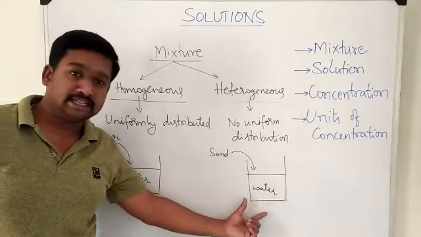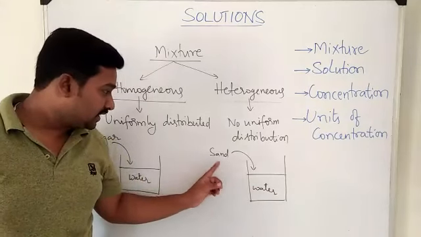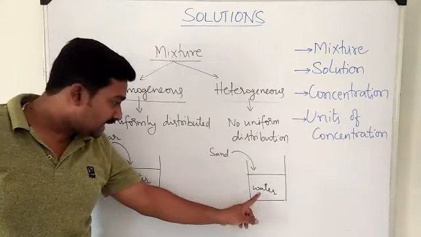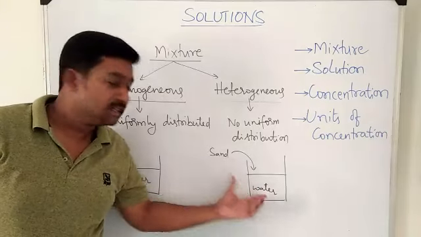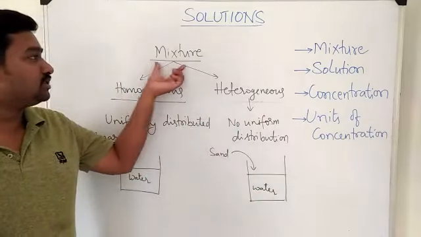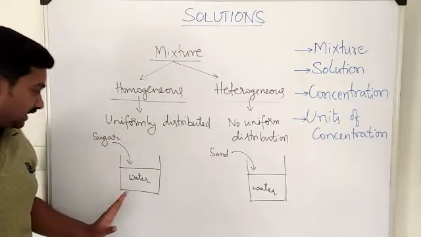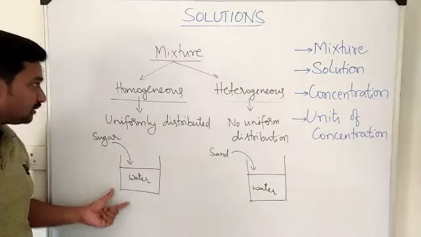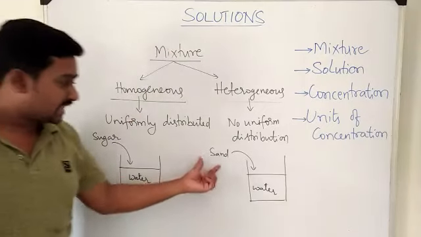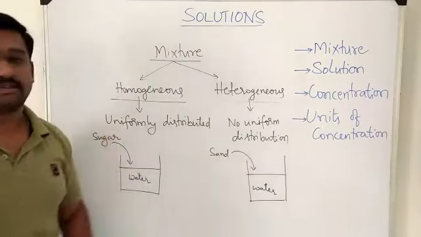If sand is added into water, we can clearly identify the difference between sand and water in the mixture. Sand is going to be suspended in it. That means there is a visible difference between the particles of sand and water. Such a mixture is called a heterogeneous mixture. I think it is easy to understand from these two examples. Sugar in water makes a homogeneous mixture. Sand in water makes a heterogeneous mixture.